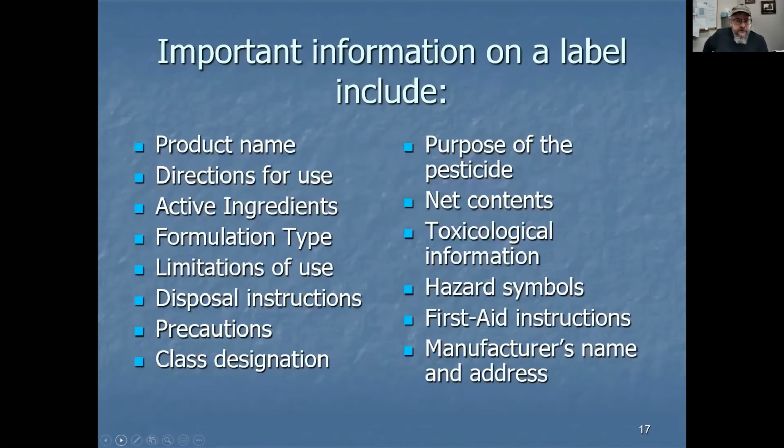So this is the information you're going to find in a label. So that would be in your booklet. You'll have the product name, directions for use, active ingredients, formulation type, limitations of use, disposal instructions, precautions, class designation, purpose of the pesticide, net contents, toxicological information, hazard symbols, first aid instructions, and manufacturer's name and address. This is all contained in the label, and much of that information is also contained on the outside of the product. Okay.